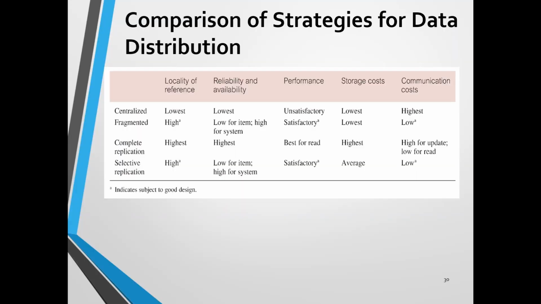Comparison of strategies for data distribution, we can see that we have centralized, where for the locality of reference in the centralized it's the lowest, reliability lowest, performance unsatisfactory, storage cost lowest, communication cost highest. For fragmented, we have locality of reference being high, reliability low, performance satisfactory, storage cost lowest, communication cost low.